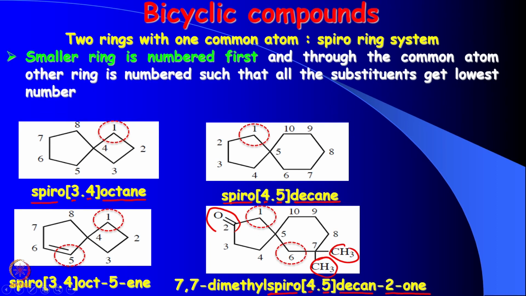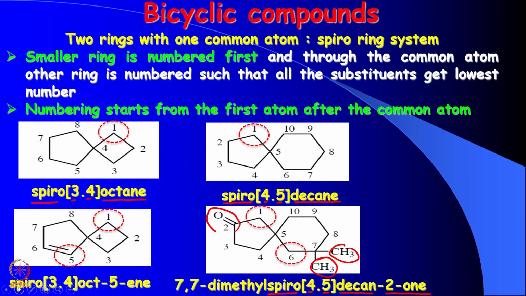These numbers are represented in square brackets. So, always we start the numbering from the first atom after the common atom.